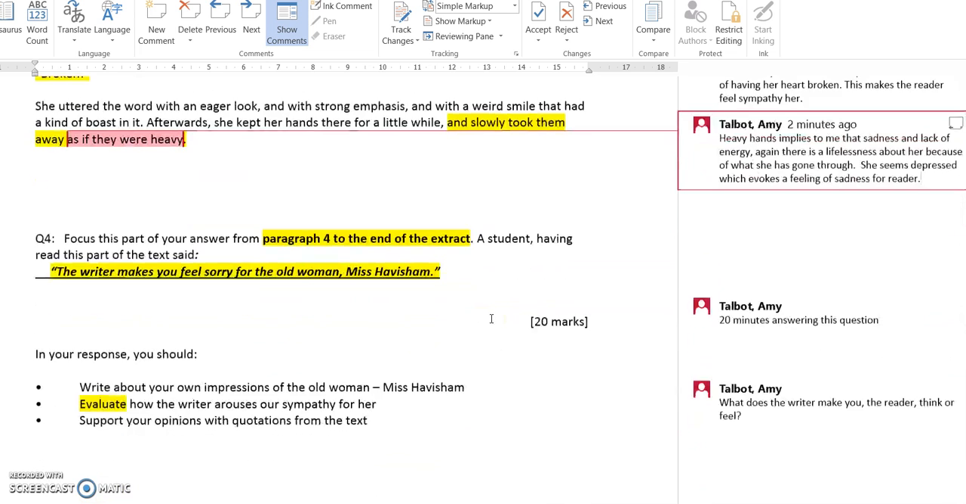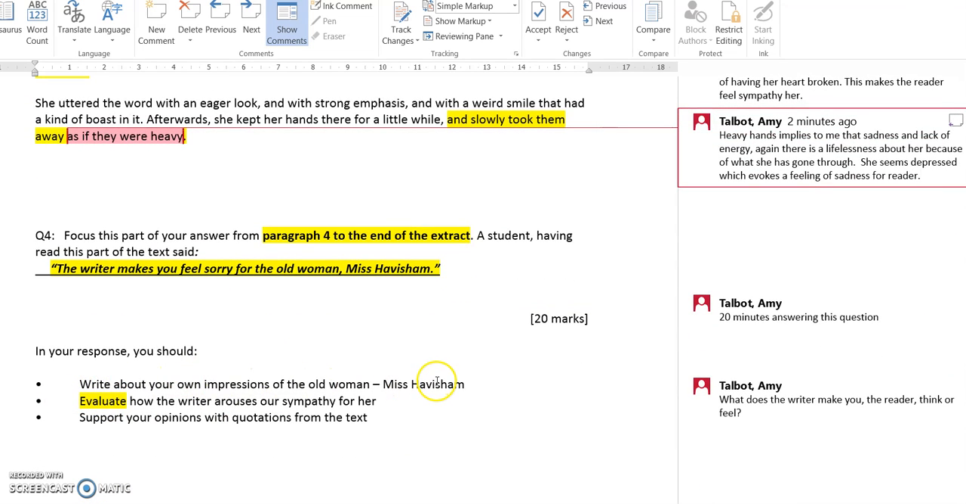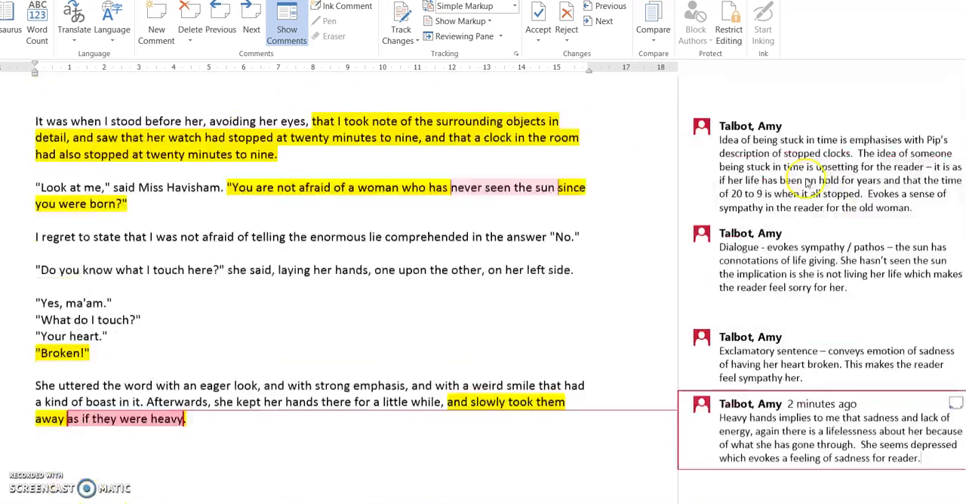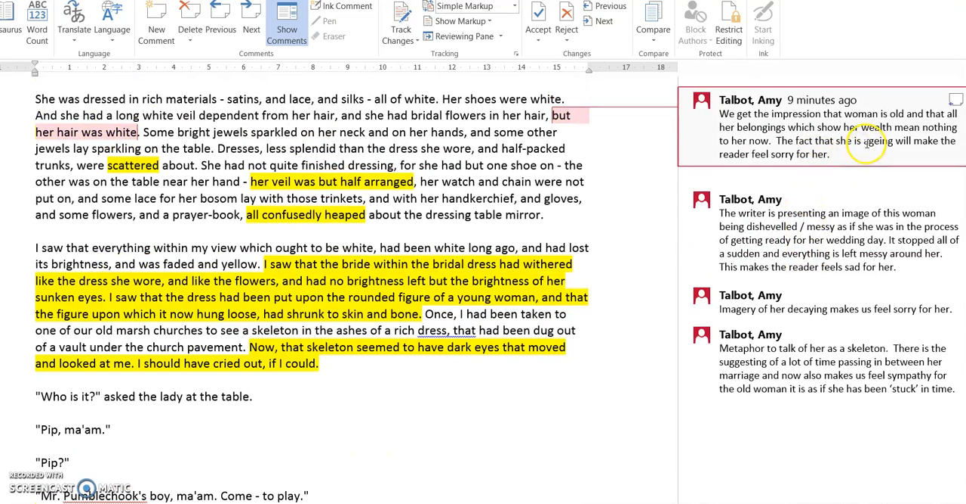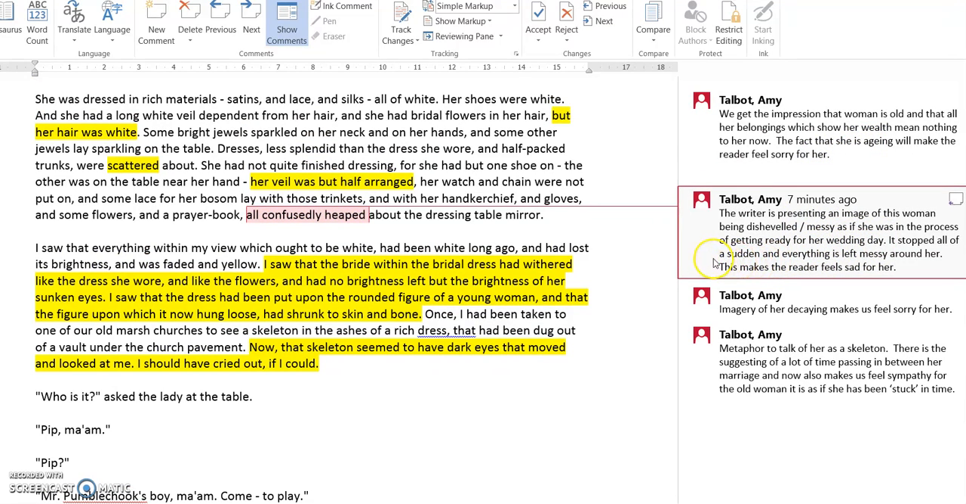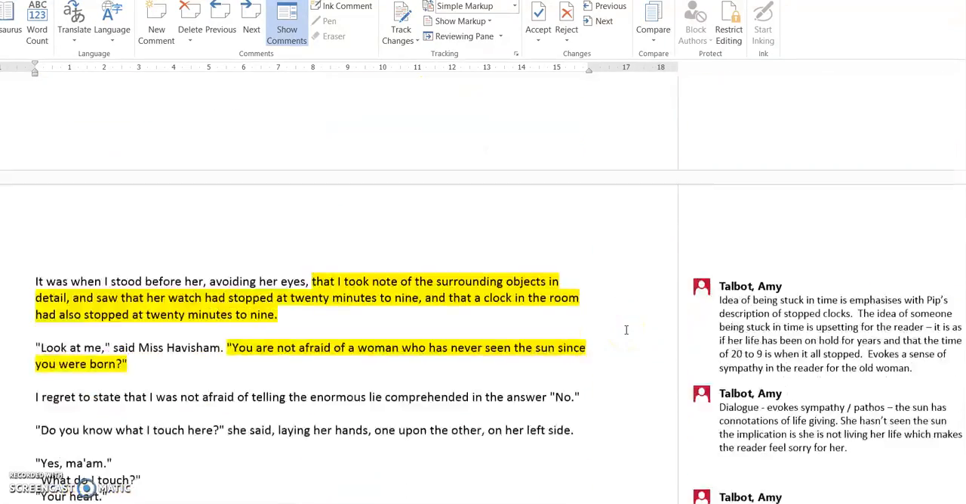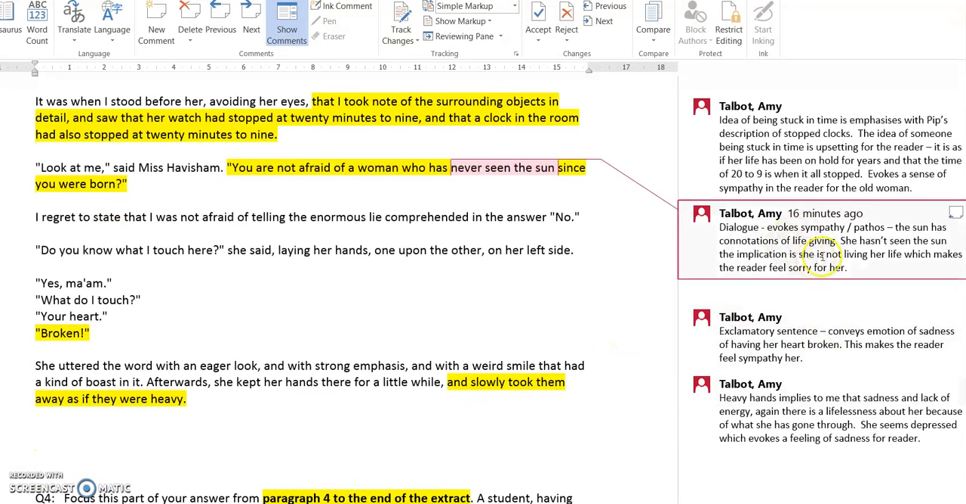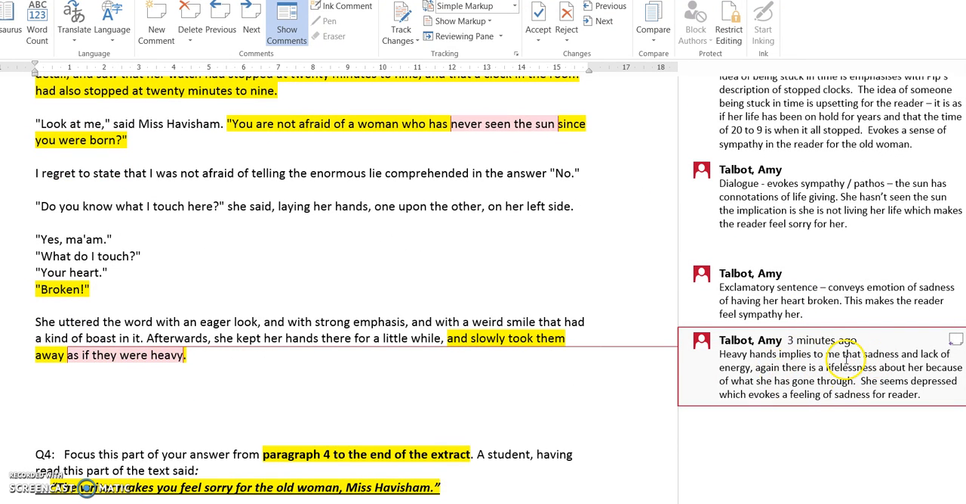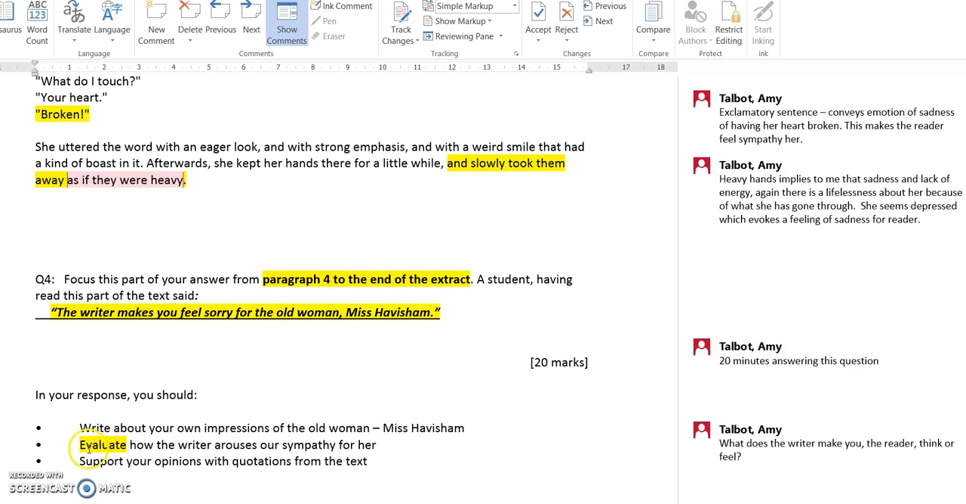So let's just have a quick look back at the question, the bullet points. Write about your own impressions of the old woman, Miss Havisham. I've done that in my annotations. I've talked about her being in this dishevelled state. Everything is messy around her, and this idea of her decaying and getting old, and lots of time passing. And then at the end, this idea of her being out of the sun, suggesting that she's not living her life anymore, and the heavy hands, linking to a lifelessness and a sadness about her, like it's too much energy for her to have her hands lifted because of the things that she's gone through. So yeah, tick, done that bullet point.